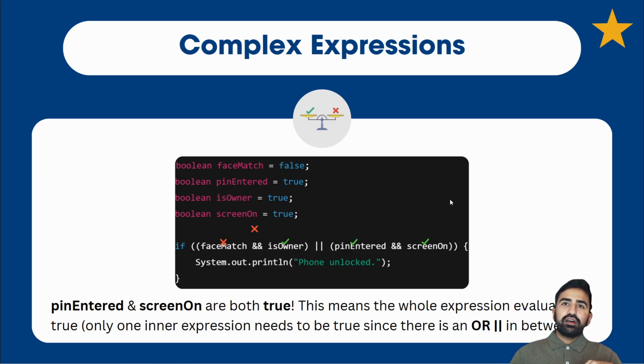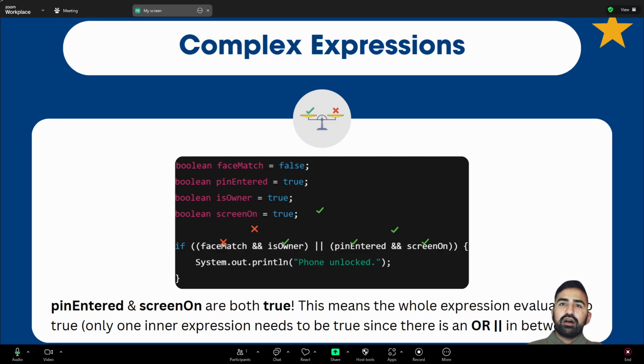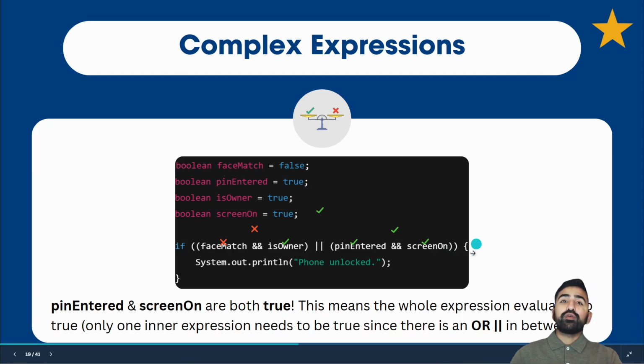Now let's check the other expression. Pin entered and screen on, they're both true. So then we get a true here. Whoops. Wrong symbol. I thought I clicked on the check mark. True. So now the or says, as long as one of these sides is true, then we're good. I can definitely see that the right side, I got my check mark there. So then the whole thing becomes true. So this if statement would execute. And theoretically, the phone would be unlocked in this scenario.